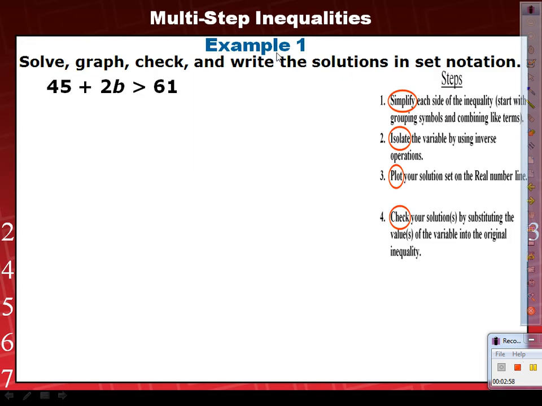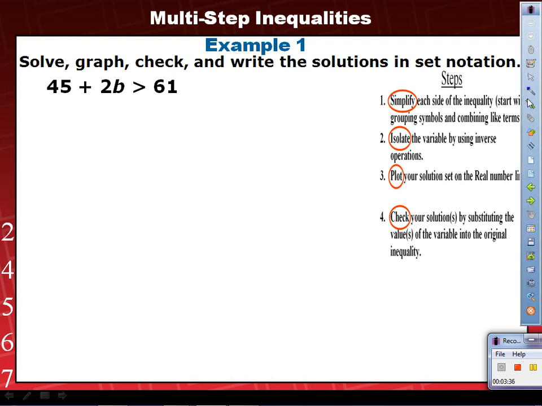Example 1, copy this. Copy the instructions also, at least for this one. It says, solve, graph, check, and write solutions in set notation. The inequality given is 45 plus 2b greater than 61. Do not copy the steps because you already know the steps, right? Thank you. Copy that, please. Okay, let's do this one together.